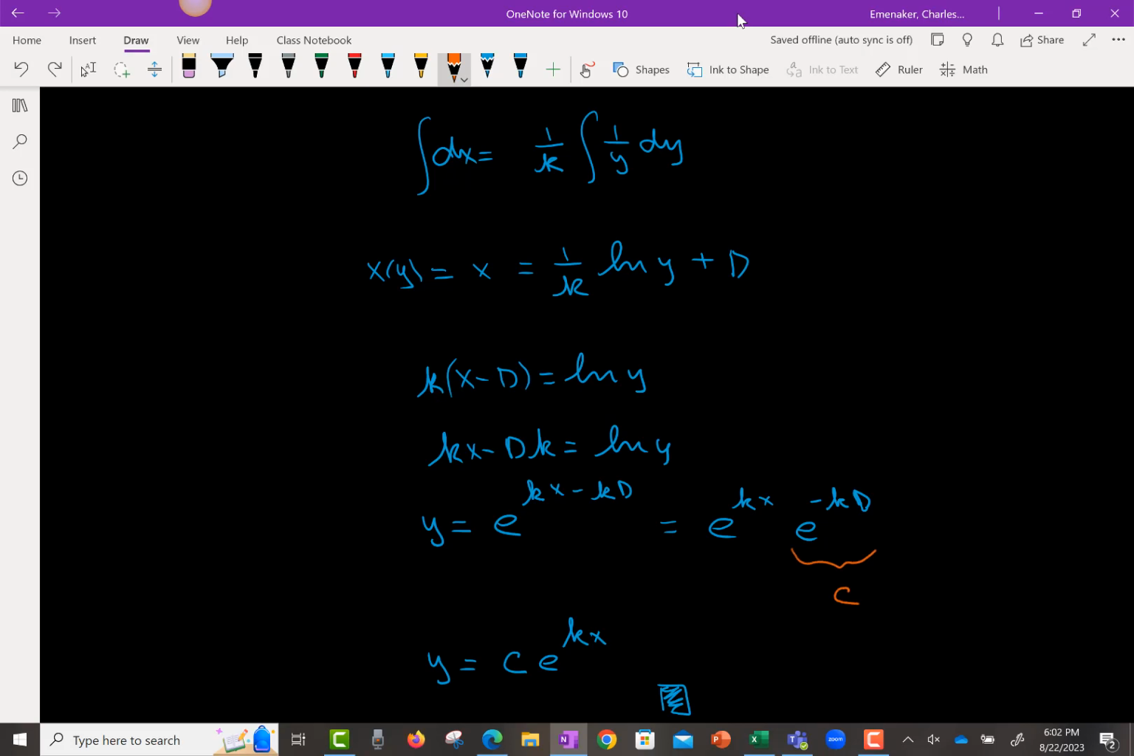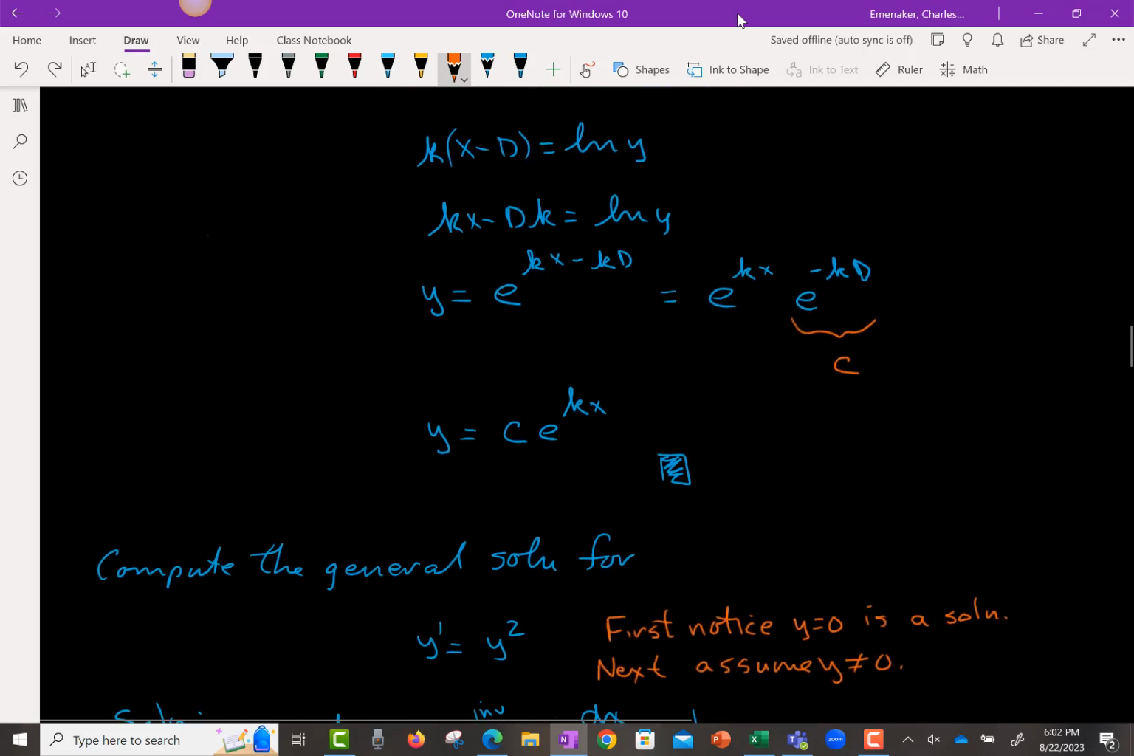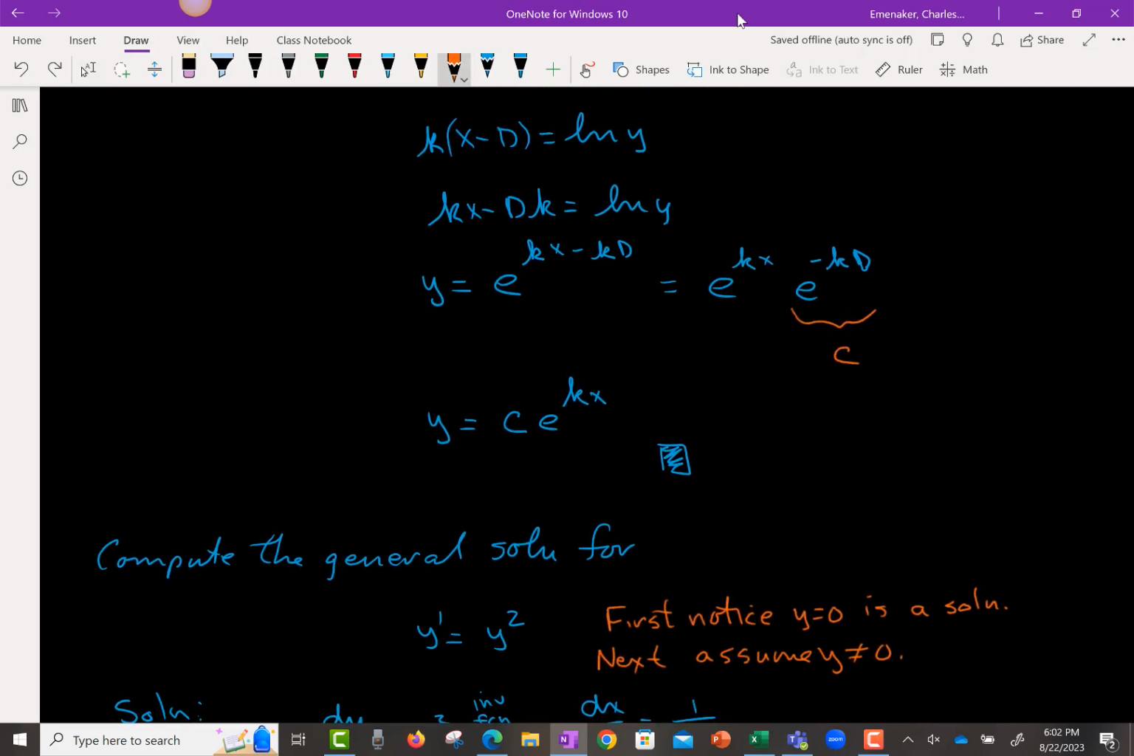Well, what I really need to do now is first I'll distribute the k, so I have the kx minus kd. I have d times k, it doesn't really matter. Okay, they commute, equals natural log. I'm going to apply e to both sides, e being the inverse of natural log, which when you apply it to this right-hand side, the e and the natural log will cancel, giving us y equals. When I apply e to the left-hand side, I wind up with e and all that other stuff in the exponent.